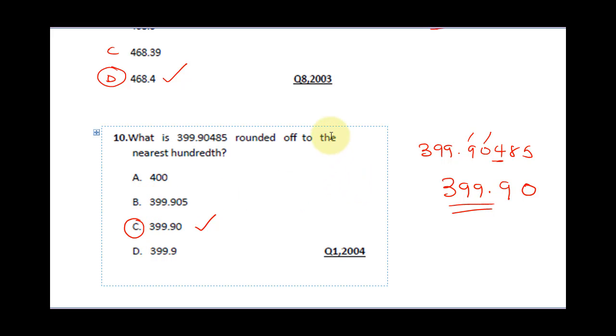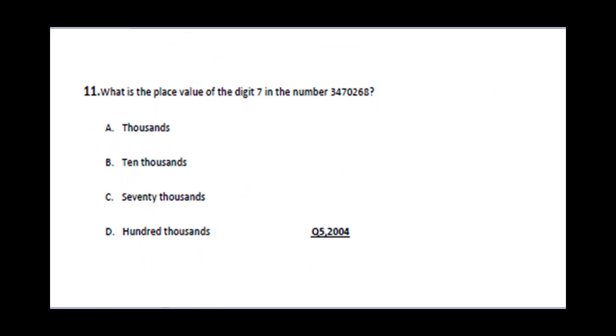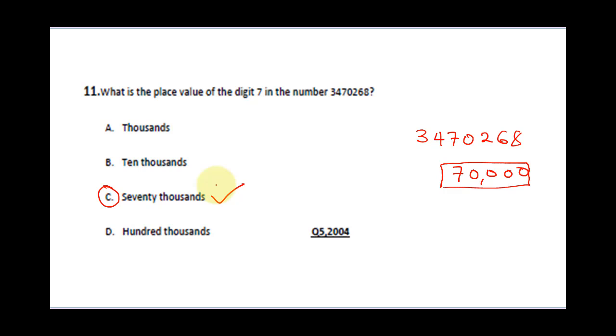Okay, so now the final question for this says, what is the place value of 7 in the number 3470268? Now, 3470268. And one way to do this is from 7 put 0000. So this is going to be 70,000. So it's going to be 70,000. So our correct answer here is going to be C. And that is how to solve the place value in numbers.